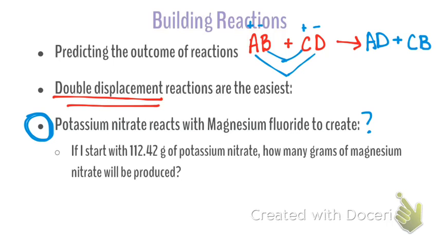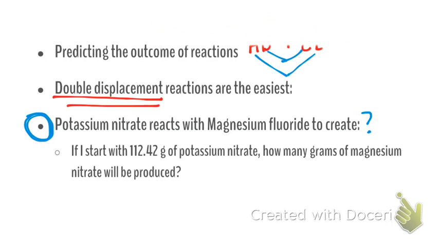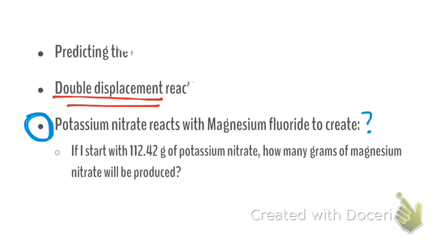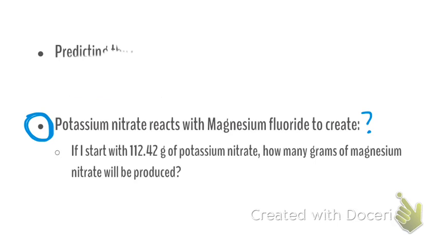Okay, so first things first, it asks to build a reaction with potassium nitrate reacts with magnesium fluoride to create what? Let's build and balance that, and then we'll answer the question that goes with it. Okay, so I'm going to get rid of that stuff. Did you guys get this formula up here? Okay, I'm going to get rid of that.